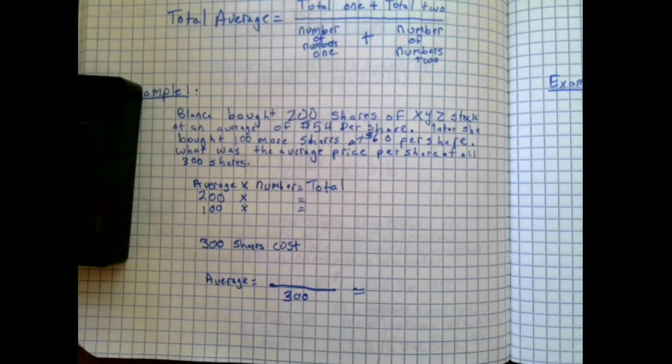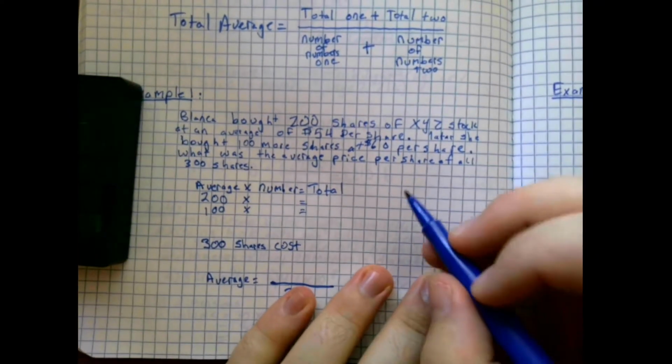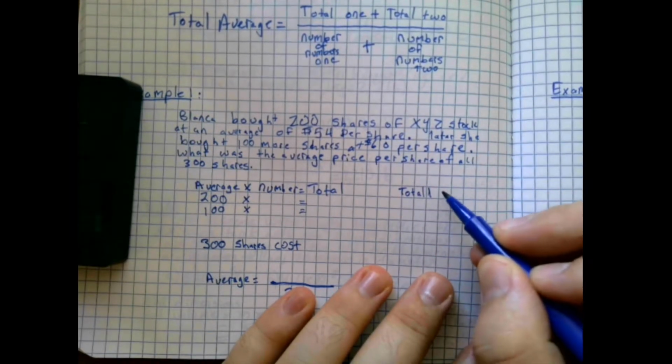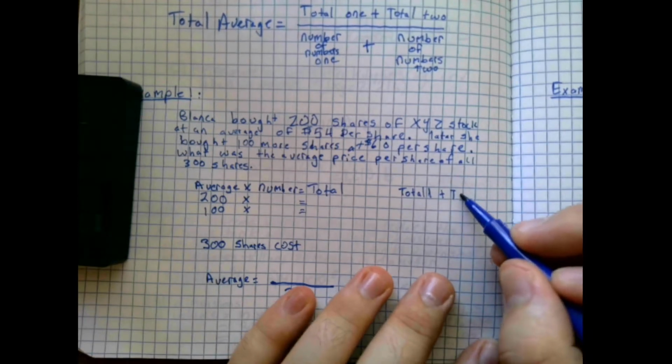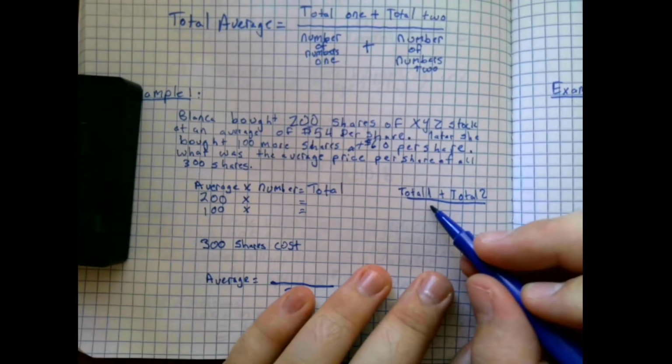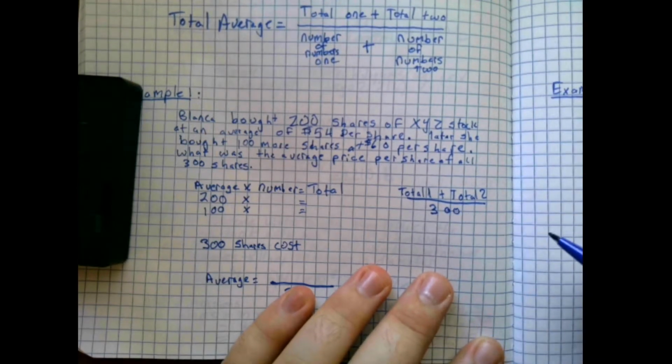So Blanca bought 200 shares of XYZ stock at an average of $54 per share. Later, she bought 100 more shares at $60 per share. What was the average price per share of all 300 shares? Well, in order to do that, we're going to need to find the total of the first purchase, or total 1, add it with the total of the second purchase, and divide by the total number of shares, which is 300.